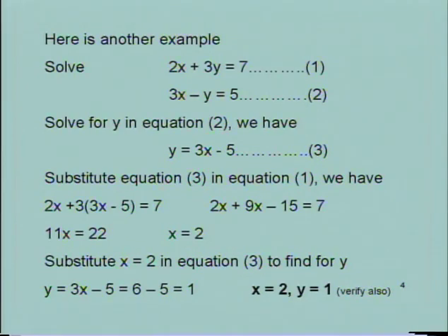You can verify the correctness by going back to equation 1, where you have x, you put 2, and where you have y, you put 1. So 2 times 2, which is 4, plus 3 times 1, which is 3. 4 + 3 is equal to 7. Try the same thing with the second equation. 3 times x, which will be 3 times 2 is 6, minus y, which is 1. 6 - 1 is 5.